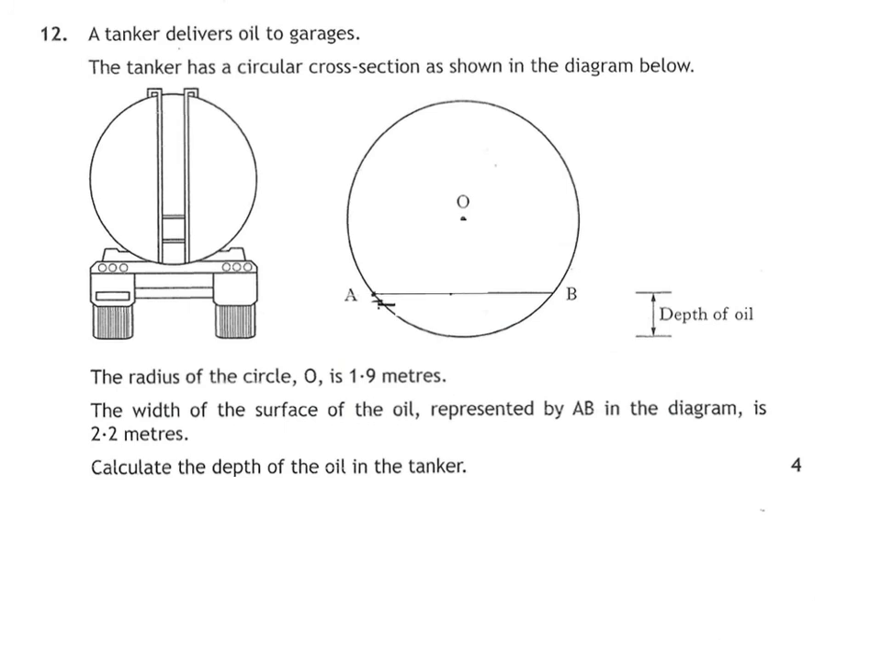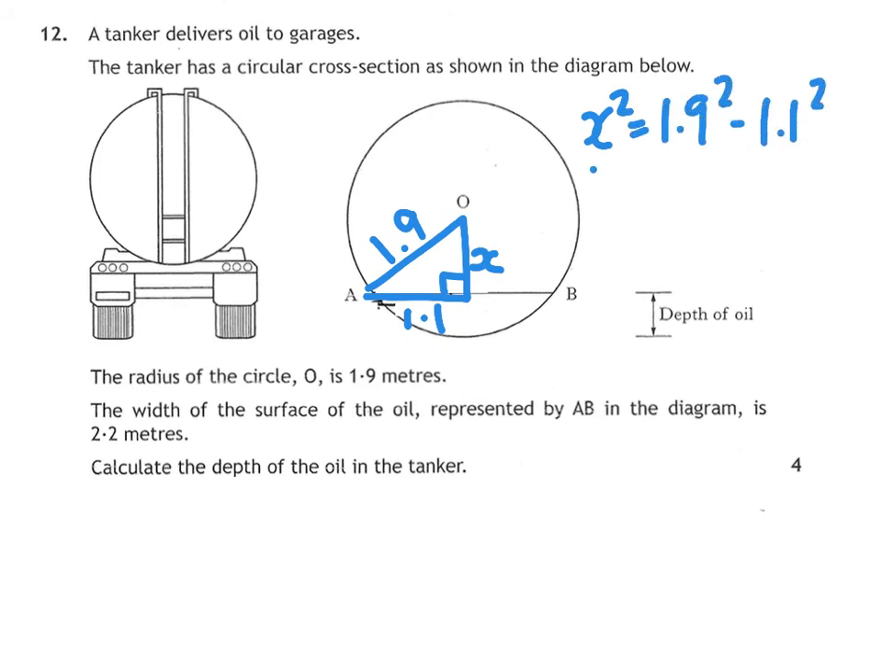Okay, next one is your classic tunnel tanker question. We want to find the depth of the oil. So I'm going to draw in a right angle triangle. We are told that the radius is 1.9, so your slope is 1.9. And we're told that A to B is 2.2, so this wee bit here is 1.1. So I'm going to work out that bit. So I'm going to do x squared equals 1.9 squared minus 1.1 squared.